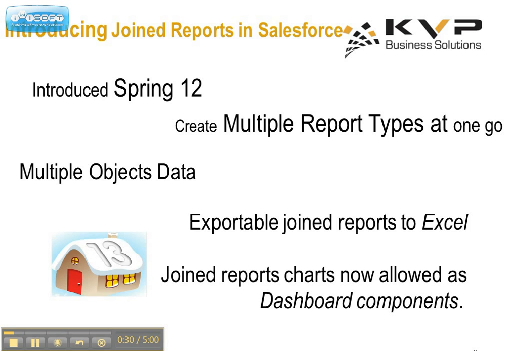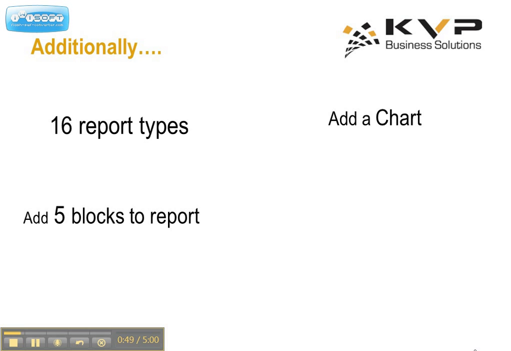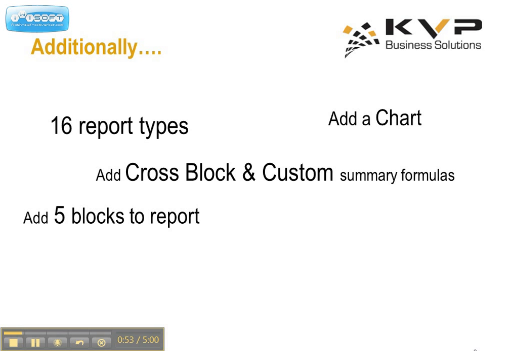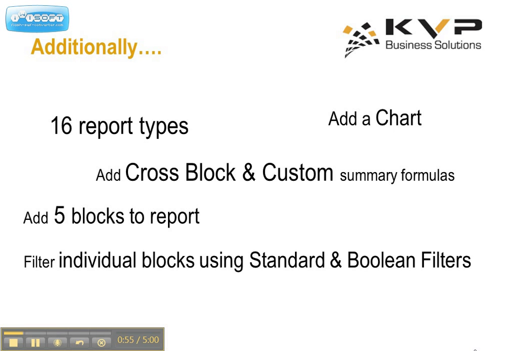In the Winter 13 release, the new features that were introduced are the export capability of the join report into Excel, and they can also be used as a component in dashboards. Some of the additional features are adding a chart, adding up to 16 report types to the report, and you can add up to 5 different blocks to a report with cross-block and custom summary formulas to each block. And you can have filters for individual blocks using standard and boolean filters.